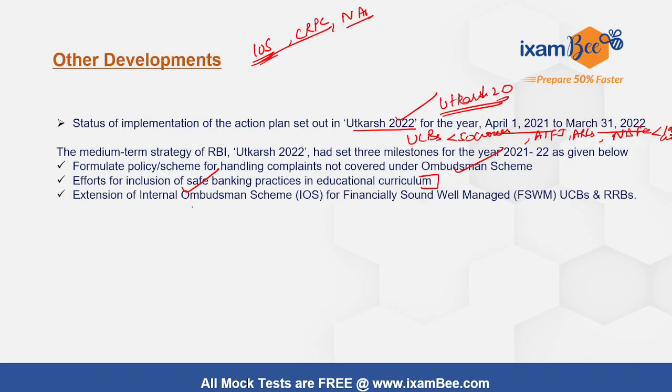An extension of internal ombudsman scheme for financially sound, well managed urban cooperative banks and regional rural banks, that is also one of the milestones. And then extension of integrated ombudsman scheme to NBFCs.